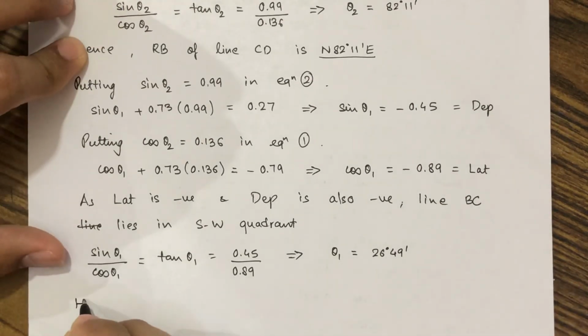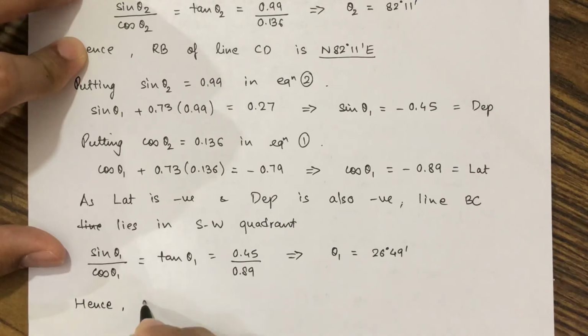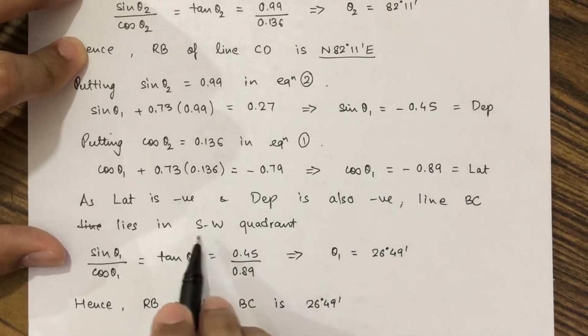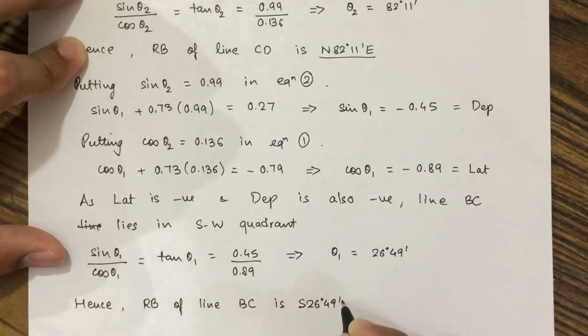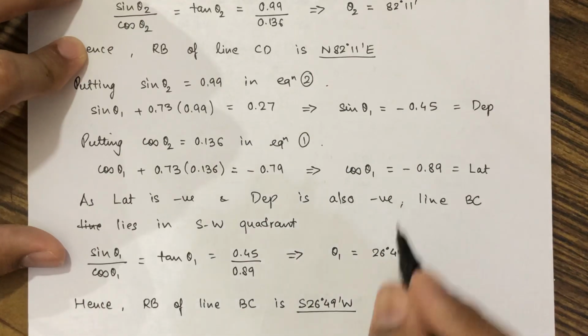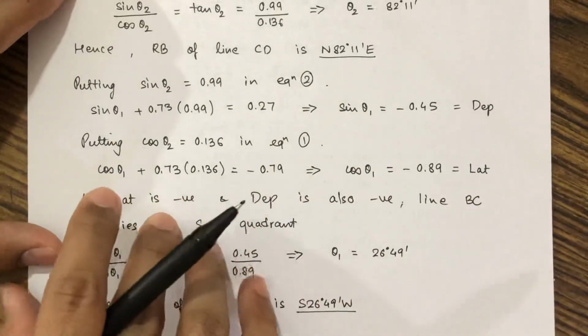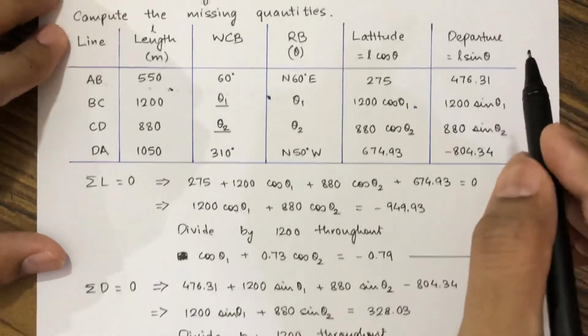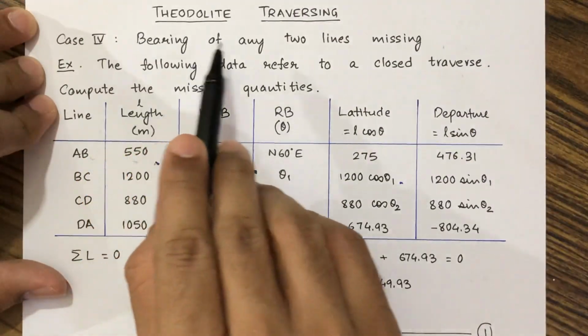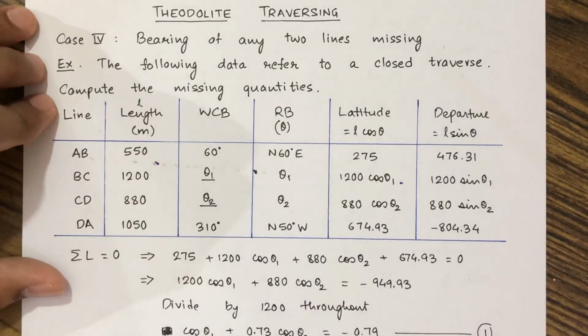So the final statement could be written as, hence reduced bearing of line BC is 26 degree 49 minutes, and that too in the southwest quadrant. So this is how you will be calculating reduced bearings if two different lines are missing. That is case 4, bearing of any two lines missing.